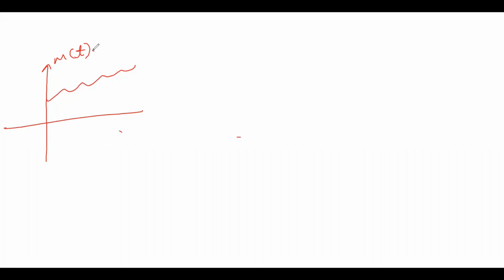Suppose this is the output of the low pass filter. I'm getting this type of signal. Next, we will pass this output to the sampler. Let's take it, it will sample to this value.